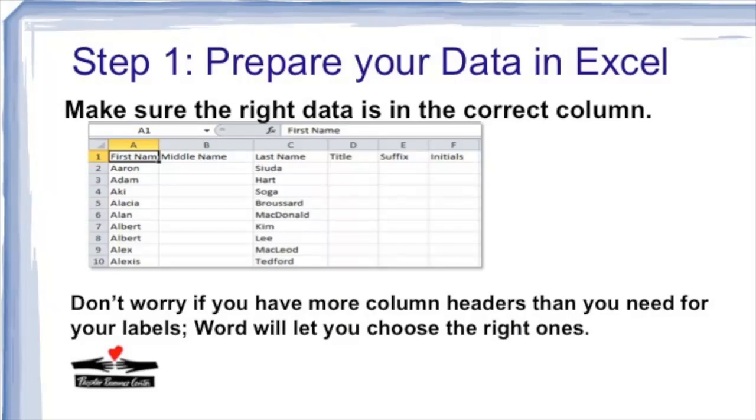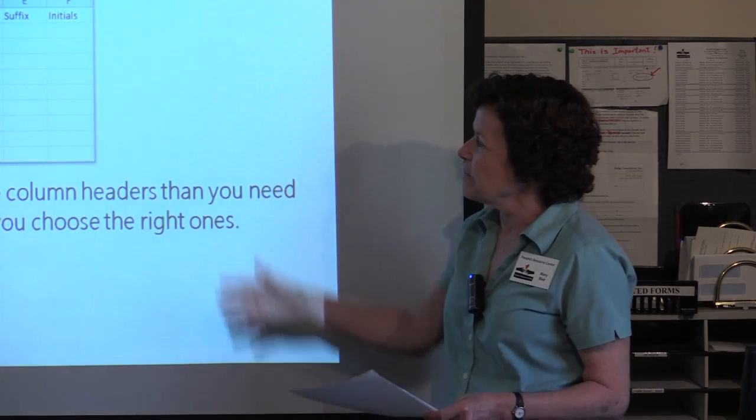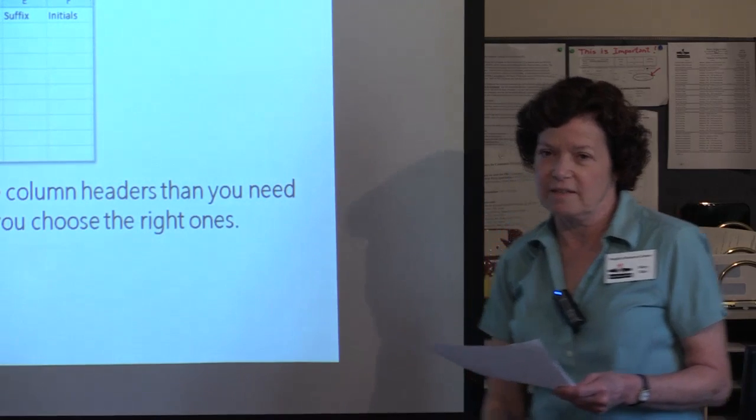And you also have to make sure the right data is in the correct column. So if you're going to call this column first name, then you have to make sure that the first names are in that column. Okay? So if your Excel spreadsheet has more columns than you're going to use in mail merge, that's okay. You just have to make sure you have the columns that you need.